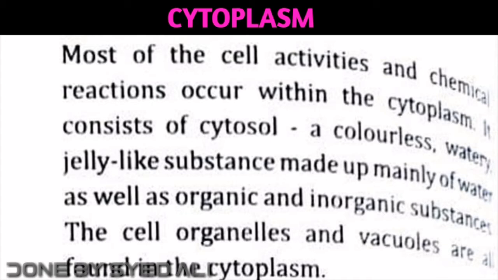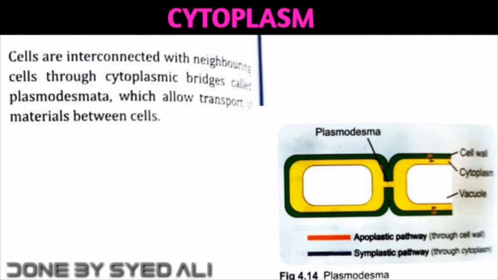Next, cytoplasm. Most of the cell activities and chemical reactions occur within the cytoplasm. It consists of cytosol, a colorless, watery, jelly-like substance made up mainly of water, as well as organic and inorganic substances. The cell organelles and vacuoles are all found in the cytoplasm. Cells are interconnected with neighboring cells through cytoplasmic bridges called plasmodesmata, which allow transport of materials between cells.